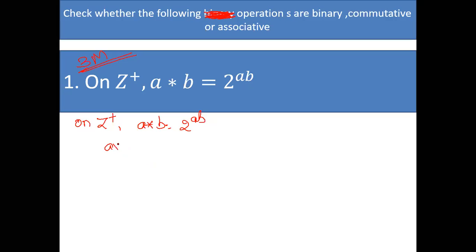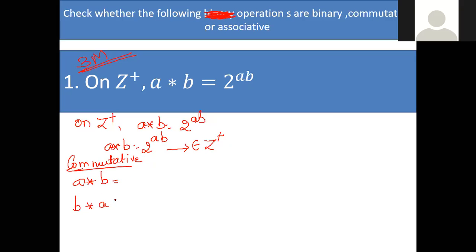So A star B is equal to. So if you take any two positive integers, 2 to the power AB is again a positive integer. It belongs to Z plus. Hence it is a binary operation. Now check for commutativity. How to check commutativity? What you need to find out is: first find what is A star B. Okay. Find what is A star B. Find what is B star A.